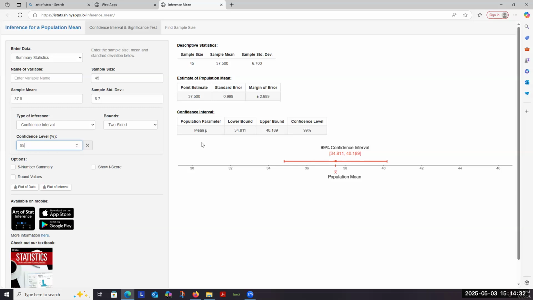It would be nice if you take a screenshot of this, if you want to use it, and just paste it on your solution. We accept it right away. Otherwise, you have to give us the marginal error. You have to tell us you used the z-test. This is the marginal error and this is the interval.